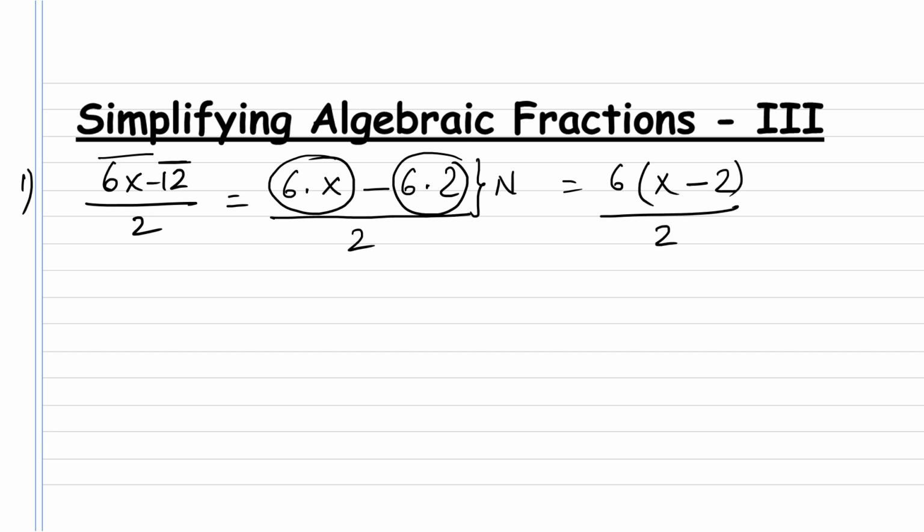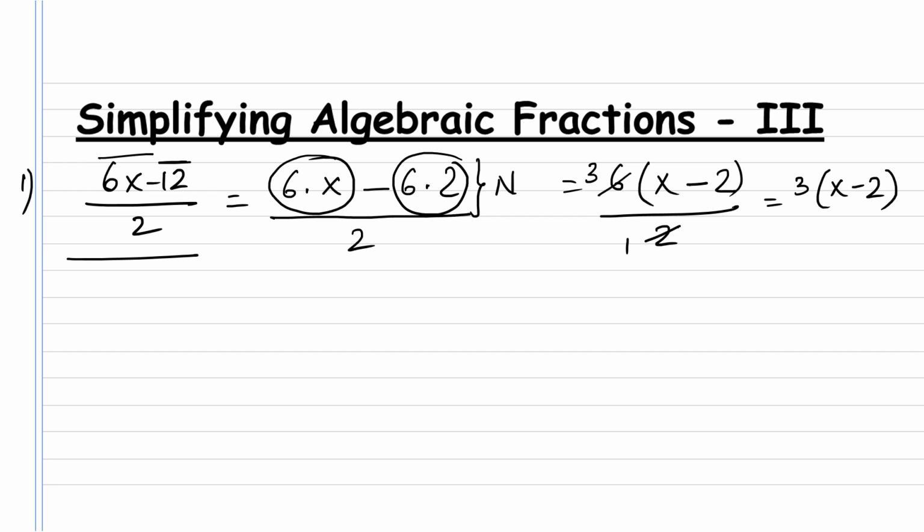Can I simplify it further? Of course, yes, because I know that 2 and 6 have the common factor 2. 2 divided by 2 is 1 and 6 divided by 2 is 3. So our answer is 3 multiplied by x minus 2. Can I simplify it further? No, this is my answer. It's a simplified form of this algebraic fraction.